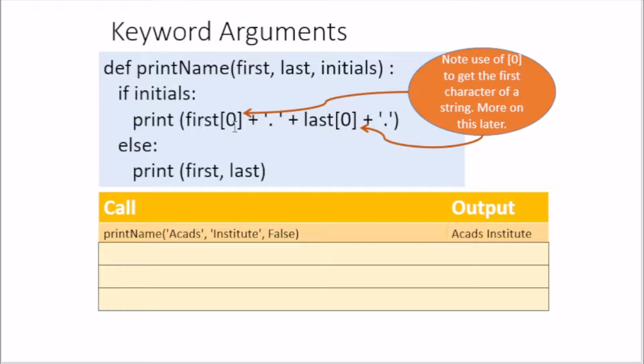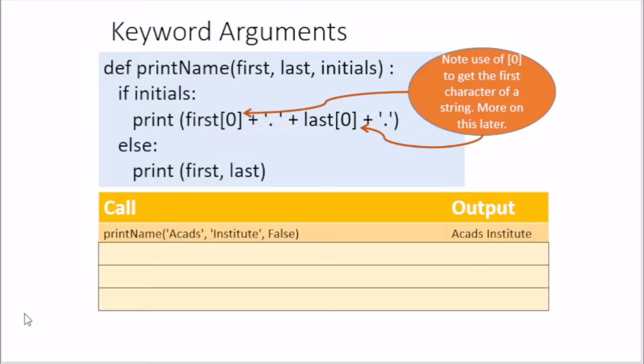So when we have written first of 0, that means we are getting the first character from the string. So 0 is my index value, which is referring to my first character. Okay, if that is false, I am going to print first and last argument value as it is. So for example, you can see my function is called print name with value ACADS comma institute comma false.